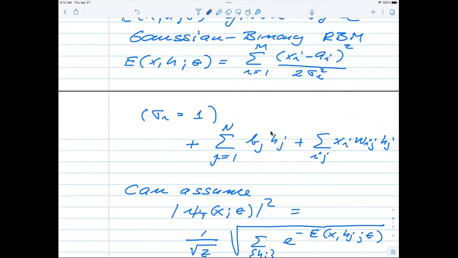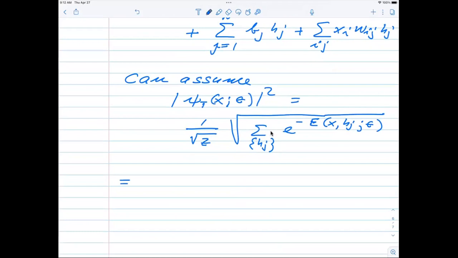If we do that, what we're going to get is the following. I will have 1 over the square root of Z, and then a term which is given by e to the minus. I'm just going to give you the final answer here. I will have a sum over i equal 1 up to n, and since the summation over hj is not relevant for us, what we get is a sum over xi minus ai squared, and I'm going to put this sigma i to 1.